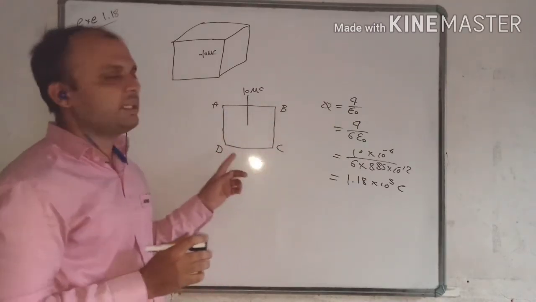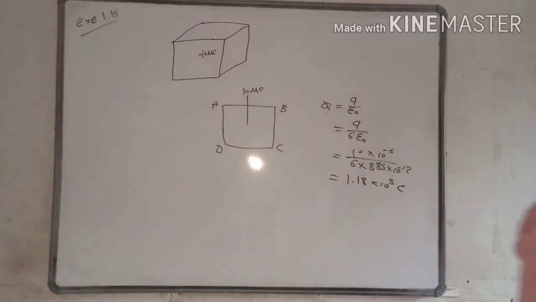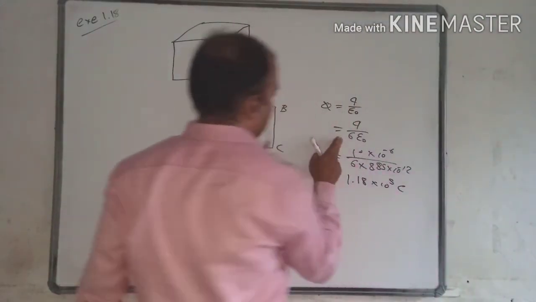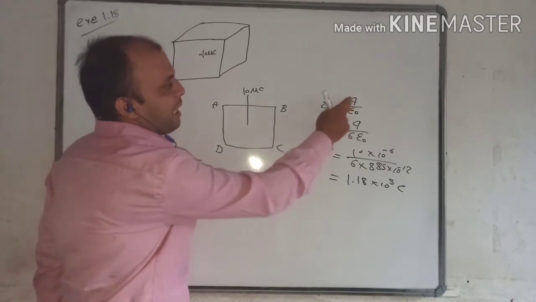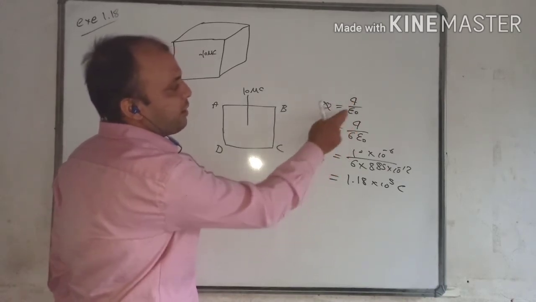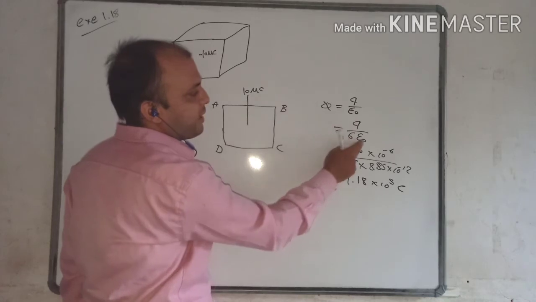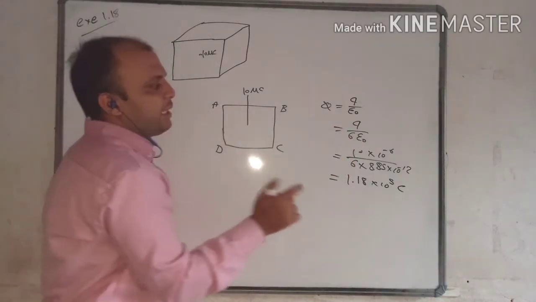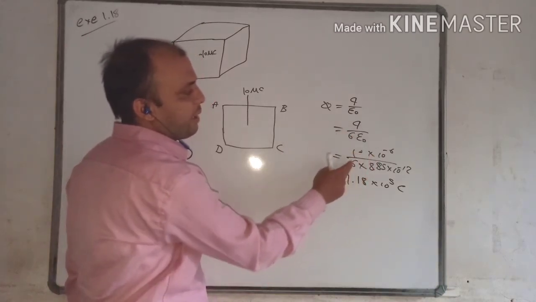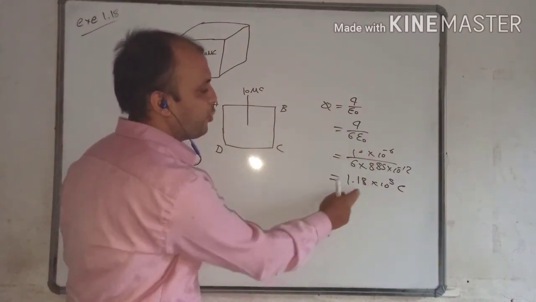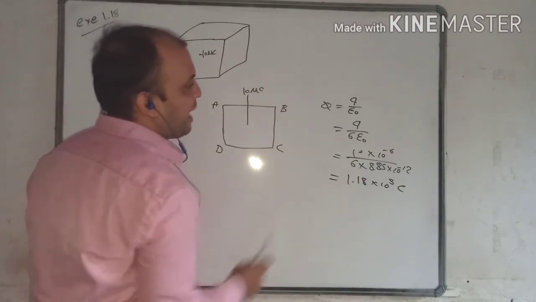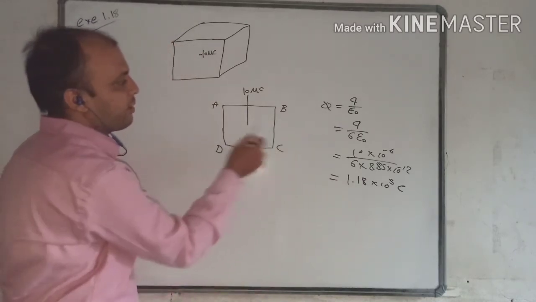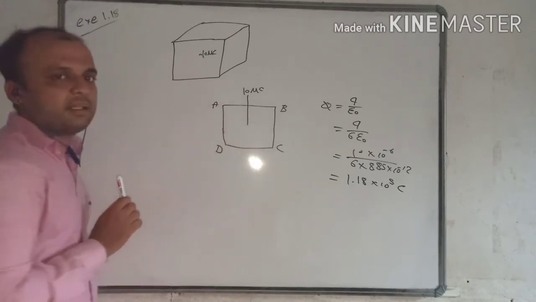So what is the ABCD surface? It is actually a 1/6 part of the cube. So what can we say here? We can say that Q by epsilon 0 is the total flux, so Q by 6 epsilon 0 is the flux of ABCD. After this we just put in the values and calculate. So this will give you the answer of the flux passing through the ABCD surface.